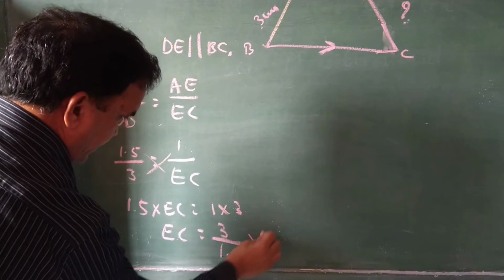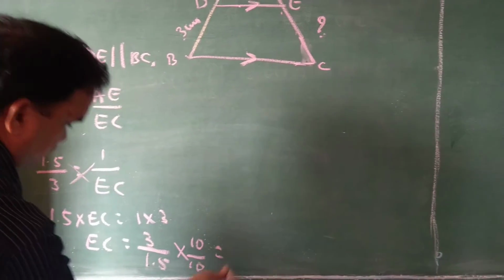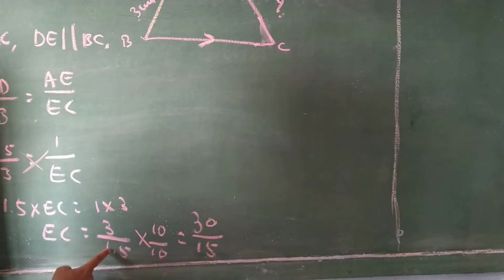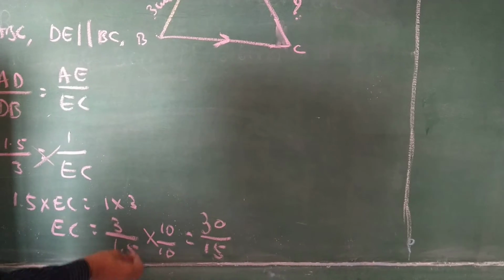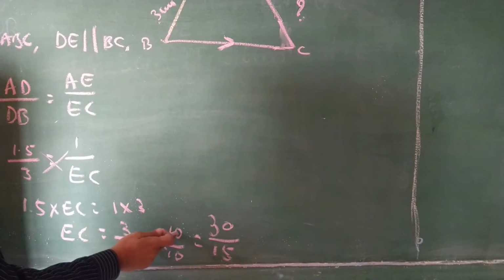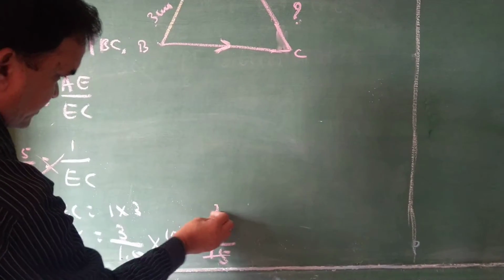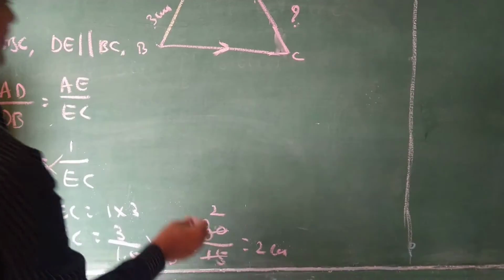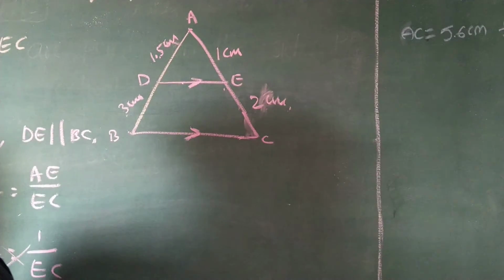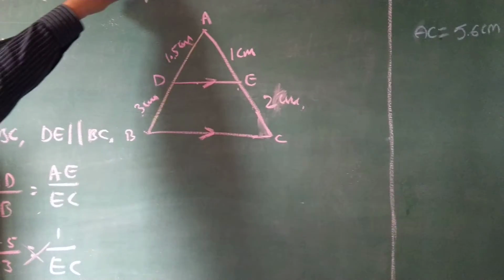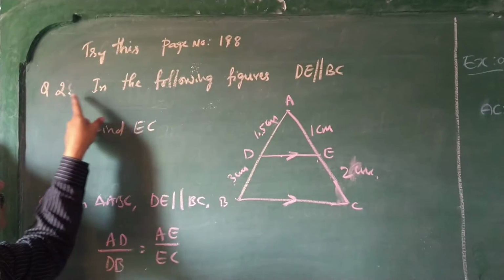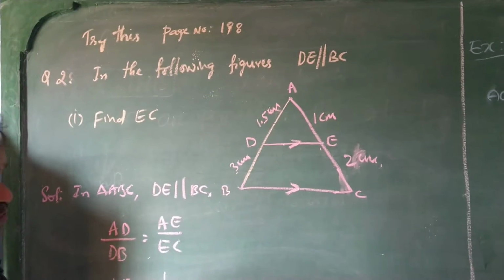You multiply by 10 by 10, that is equal to 30 by 15. Why are you multiplying by 10? Because there is one place after the decimal point, so multiplying by 10 makes it 15. Here 30, so 15 ones are 15, 15 twos are 30, so it is 2 centimeters. Finish. Next, one more bit is there on page number 198. Here, Try This, second question, second bit, you do yourself.